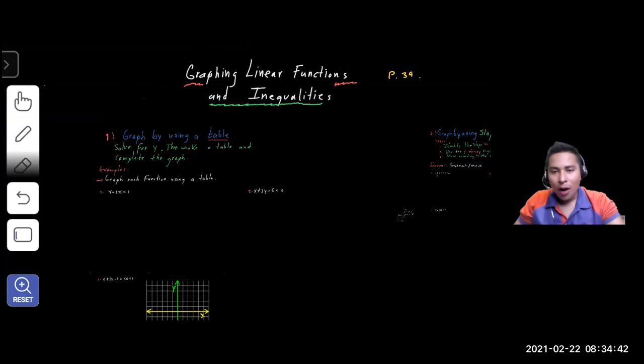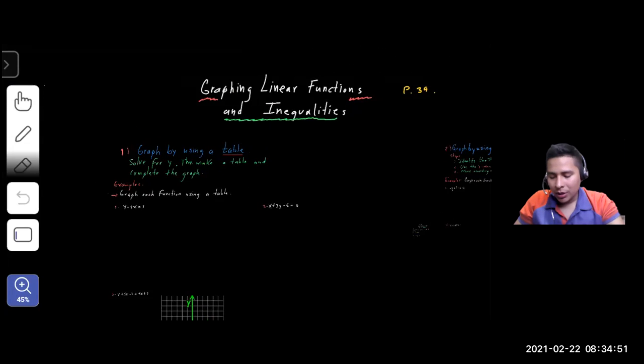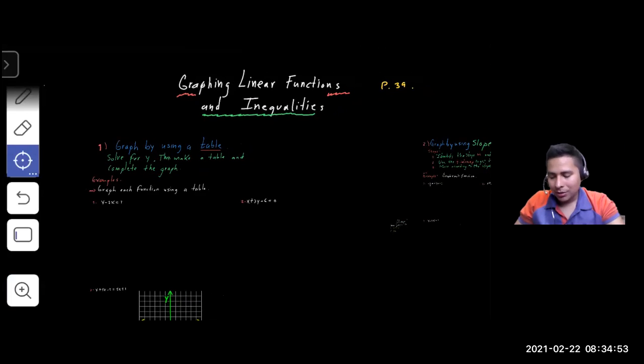Okay, guys, thank you for coming to this new class. In the last week, we learned, guys, how to graph linear functions and inequalities, right? Well, just the functions. And we started out with this topic, which is graph by using table.